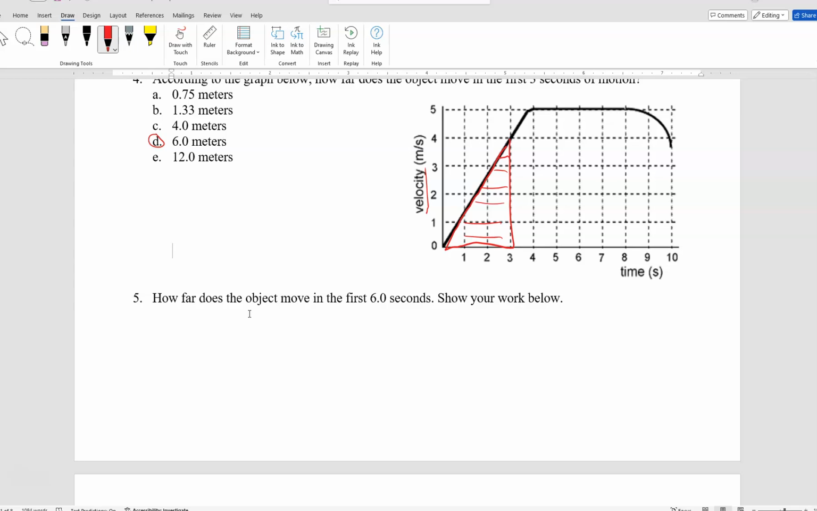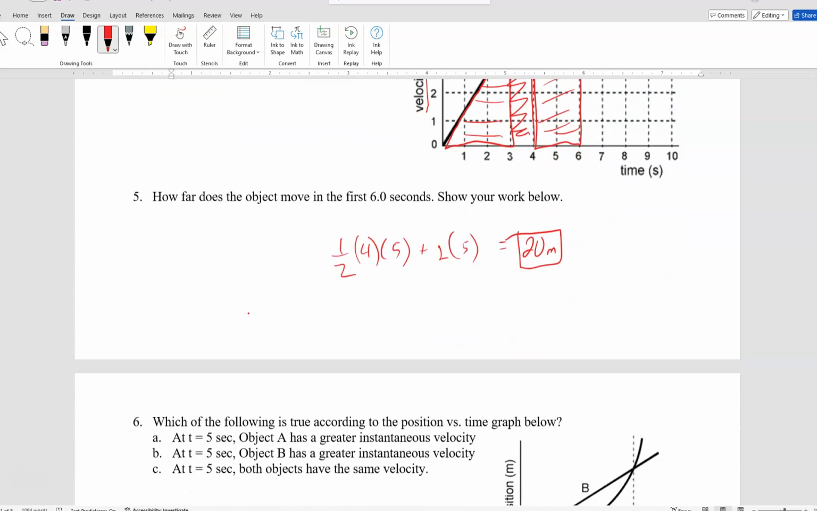Now, for number 5, I want to know how far it goes in the first 6 seconds. Well, now I've got a bigger triangle, like this whole triangle right there. So that's 1/2 base times height, so that's 1/2 times 4 times 5, plus I've got this rectangle that I'm drawing right now, and that's going to be base times height because it's a rectangle. So that's going to be a base of 2 and a height of 5, and when you add that all up, you should get 20 meters. So area of a velocity versus time graph is the distance or displacement.